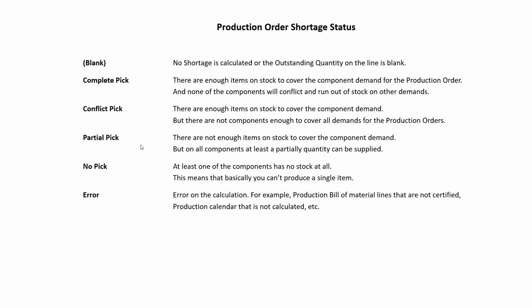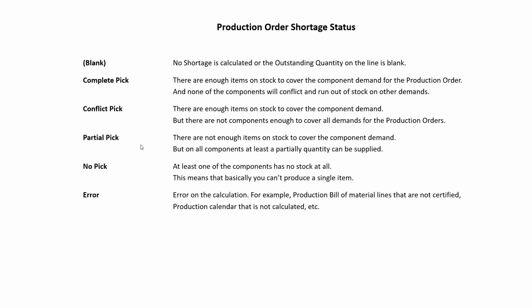But when you look at the production order status, it's a little more simple because we have no interest in looking at the items on the top level, meaning the item we're going to produce. We have no interest in that stock. So the statuses are this. Blank means that no shortage is calculated yet, or the outstanding quantity on the line is blank.